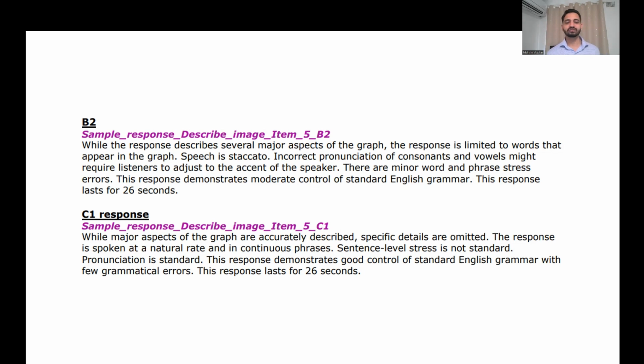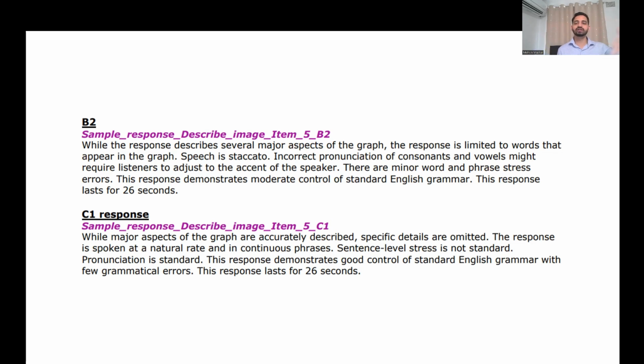C1: while major aspects of the graph are accurately described, specific details are omitted. The response is spoken at a natural rate and in continuous phrases. Sentence level stress is not standard. It's not standard, but still she's using the stress, which is good. Pronunciation is standard. This response demonstrates good control of standard English grammar with few grammatical errors. This response lasts for 26 seconds. Not even 30 seconds, but it still scores C1. Because they know that this one is a hard one.